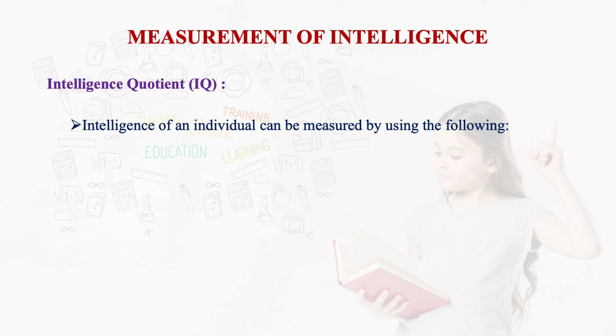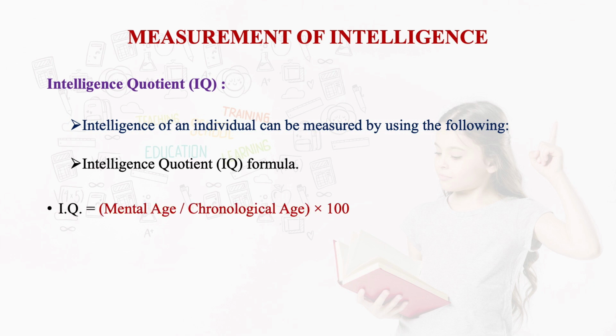Intelligence of an individual can be measured by using the intelligence quotient, that's called the IQ. The formula is IQ is equal to mental age upon chronological age into 100. So mental age divided by chronological age into 100. Two concepts are here: one is the mental age and the other is the chronological age. Friends, try to understand the concept of mental age and the concept of chronological age.